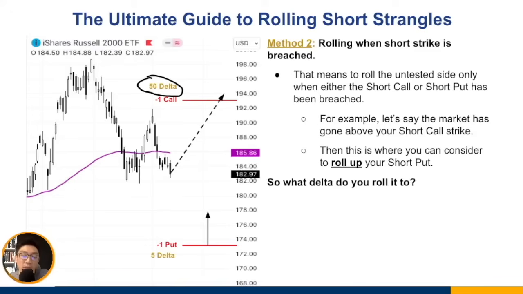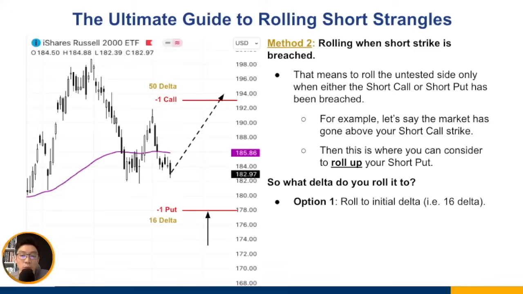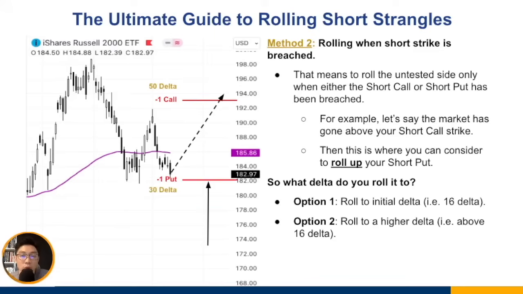So again, it's the same two options, right? You can either roll to the initial delta, 16 delta, or if you're a little bit more aggressive and you think the market is going to continue going up, you're very bullish on it, then you can choose to roll to a higher delta, right? Anything above 16, okay? Now, here's the question.